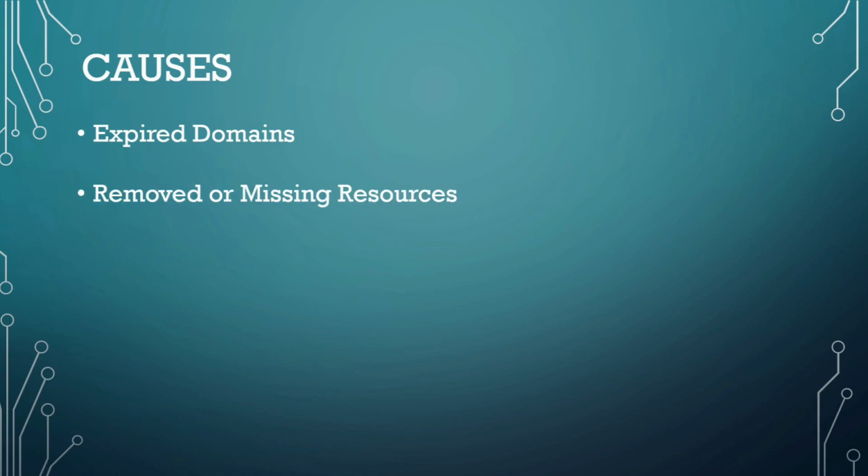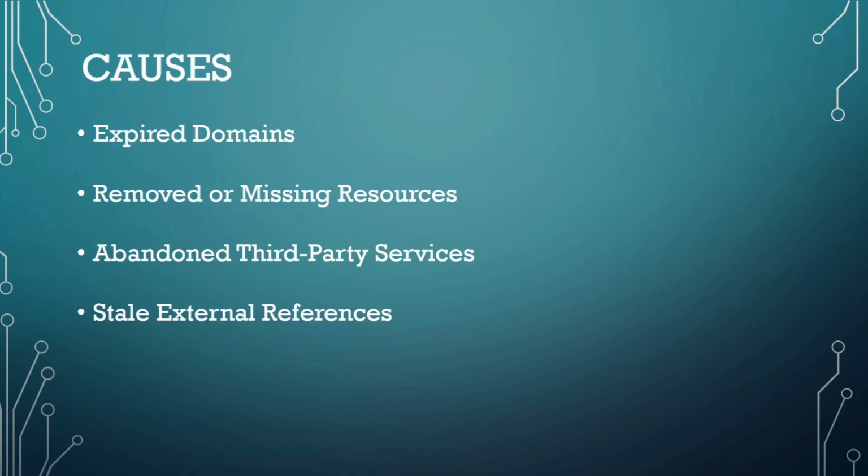Removed or missing resources. Sometimes files are deleted or moved from one location to another location, but the old link pointing to the old location is still present. Attackers can upload harmful files at this location. Abandoned third-party services. Many websites rely on external services like GitHub repos, cloud storages, or APIs. If those services are discontinued or abandoned, attackers can take control of them. Stale or external references. Old documentation, outdated blog posts, or legacy code often contain links that nobody checks anymore. These stale links are easy targets.